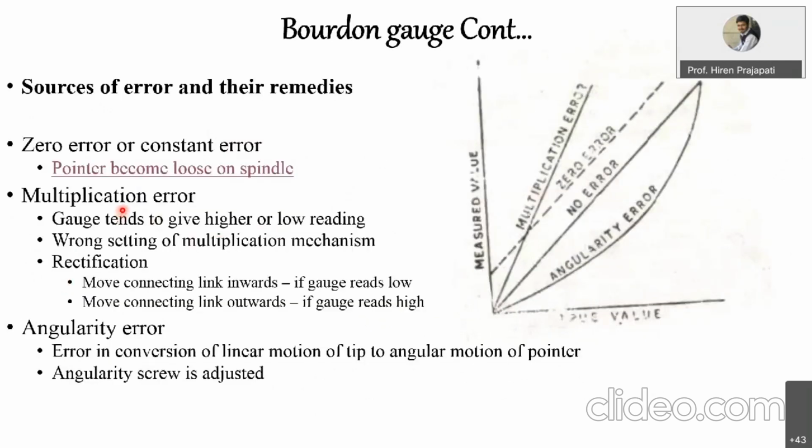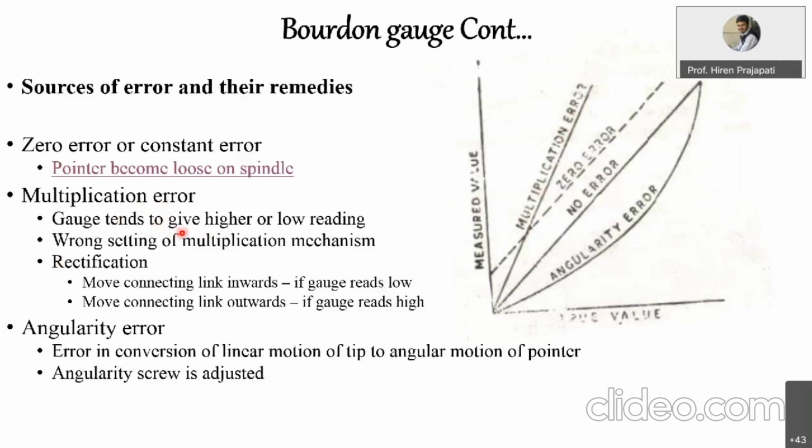Then next is multiplication error. So if you look at what it is, in case of multiplication error, that error is not remaining constant. The error is not remaining constant, but its ratio remains constant. I mean, the slope remains constant. So it is following this line, right? So the calibration value itself changes. That is what is called a multiplication error, right?